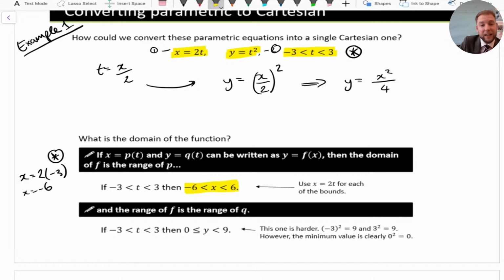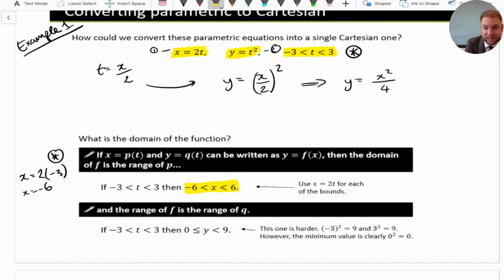Now we do need to be really careful with that, because when we're doing things like quadratics, we can't always just sub in the highest and lowest value. But with this one it does work. For the range, we need to know what the lowest value of y is and what the highest value of y is.